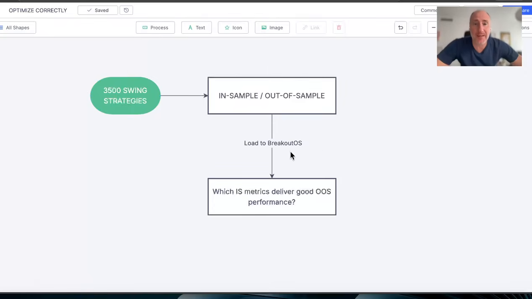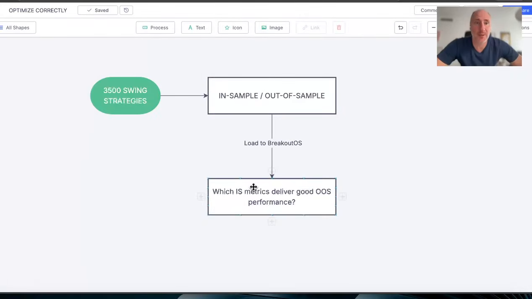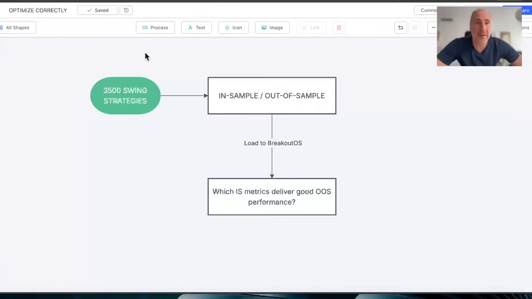Then I loaded all the data into the Breakout OS, and now I'm going to show you which in-sample metrics deliver good out-of-sample performance. And that's the proof. That's what you need to know. If we optimize for average trade, profit factor, net profit, which one actually will give you good out-of-sample performance, which is the best predictive metric to improve your trading results? Or in other words, how to optimize correctly with the proper metric.